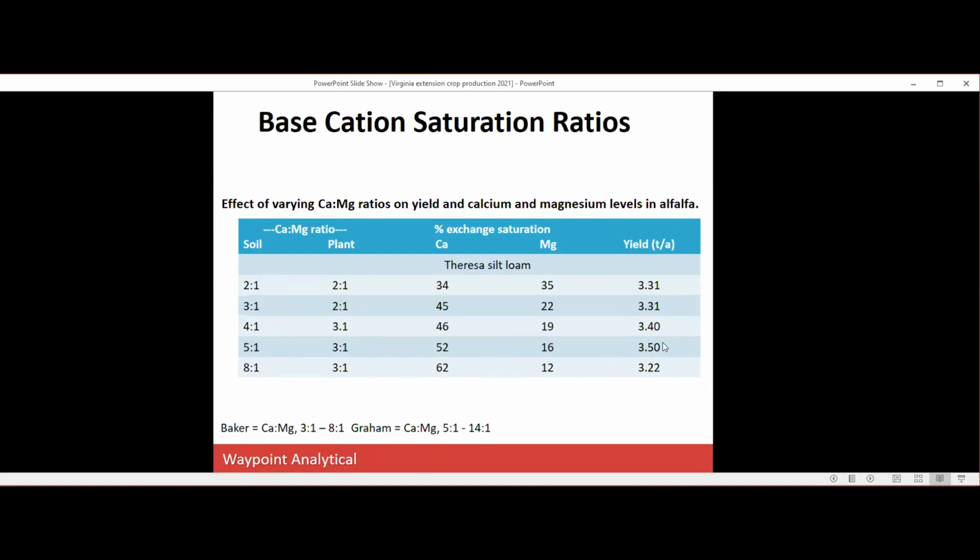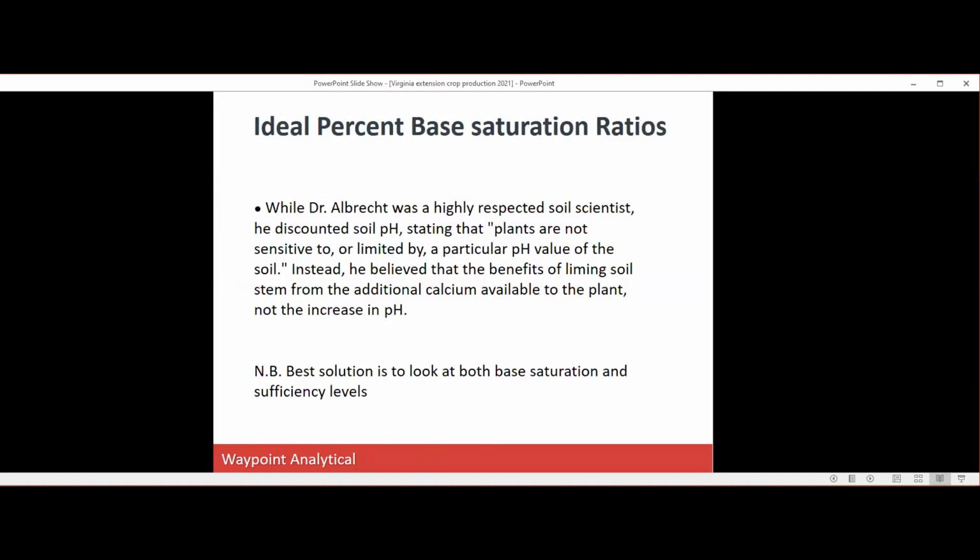So the main thing that I would say is, while Dr. Albrecht was highly respected as a soil scientist, when he applied the dolomitic limestone to get the different base saturations, he didn't take into account that this had actually improved the soil by increasing the soil pH. So he put the response down to increasing the base saturations, but he probably got more benefit from increasing the pH than from putting out the lime and increasing the base saturation levels. So the take-home message is we have to look at both of them.